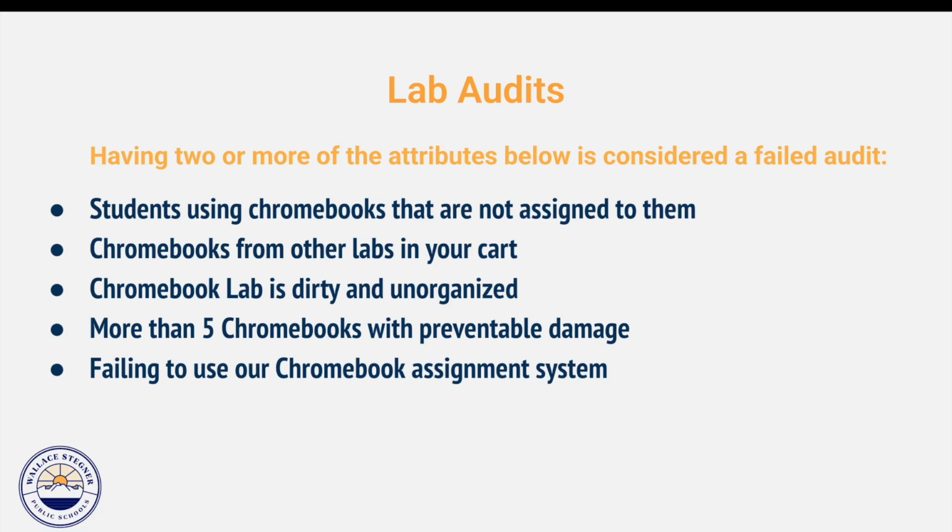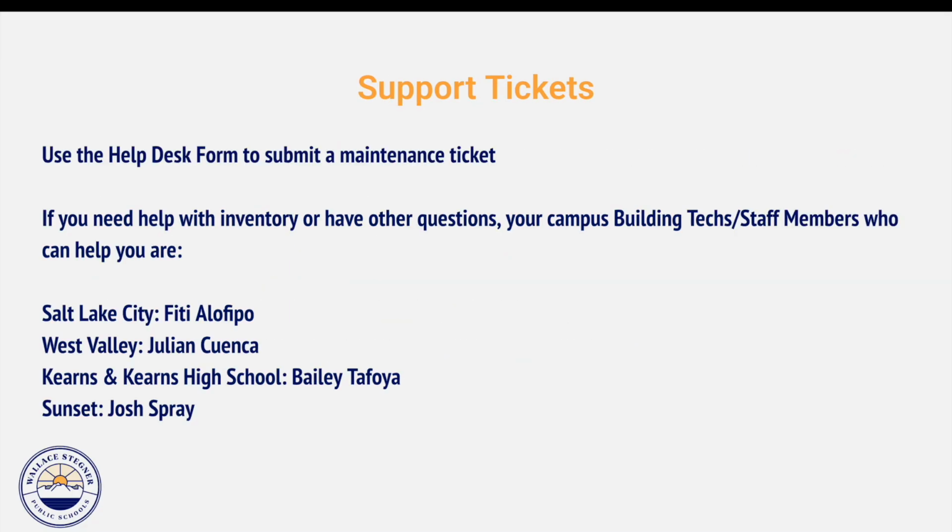Lab audits. Having 2 or more of the attributes below is considered a failed audit, such as students using Chromebooks that are not assigned to them, Chromebooks from other labs in your cart, your Chromebook lab is dirty and unorganized, more than 5 Chromebooks that are damaged, and finally, using your own inventory tracking system that is not authorized by WSA.